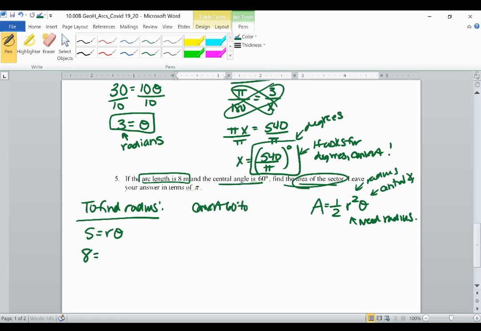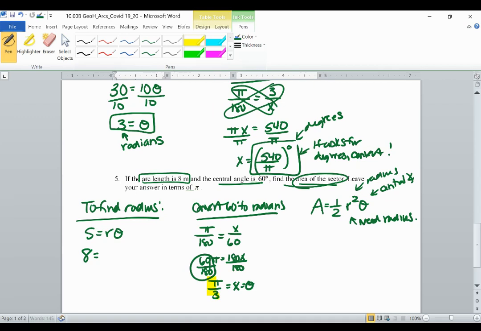60 degrees to radians. So we'll do pi over 180 equals x over 60, cross multiply, we get 60 pi equals 180 over 180 times x, divide by 180, put 60 over 180 in your calculator, or reduce 6 over 18, and we get pi over 3. So that's my theta. Okay, so now I'm going to use that to find my radius. Remember, for all these formulas, you have to have theta in radians.